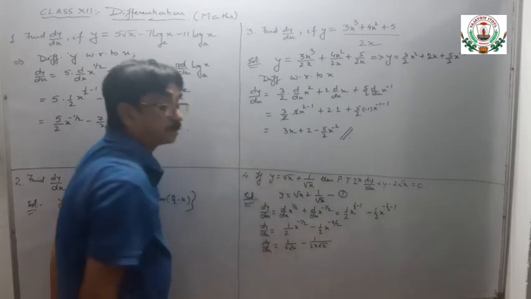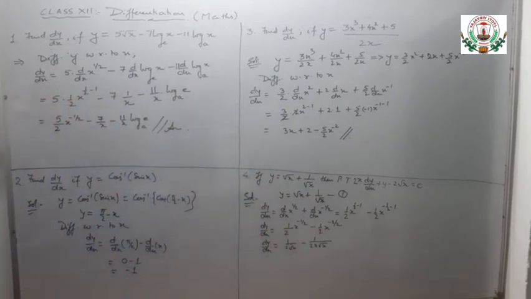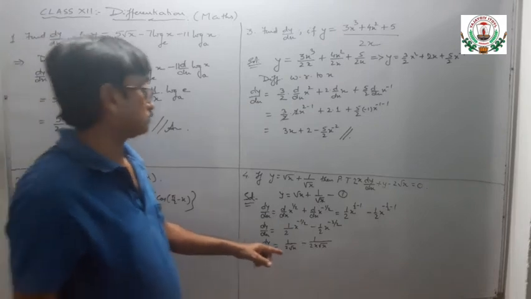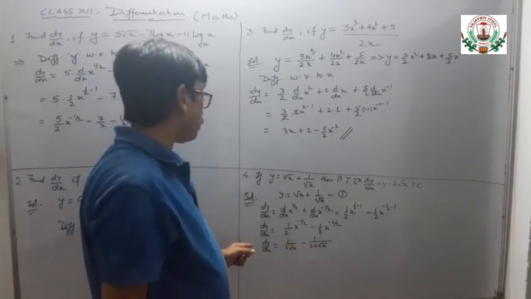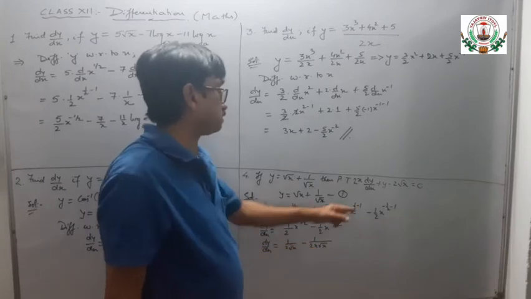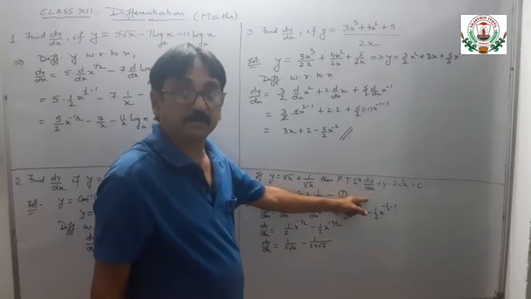In the denominator, x to the power 3 by 2 comes, and x to the power 3 by 2 we can write as x root x. Now we can multiply all the terms with 2x, as in our proof the coefficient of dy by dx is 2x.